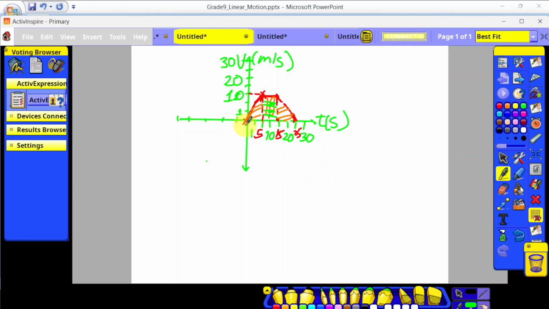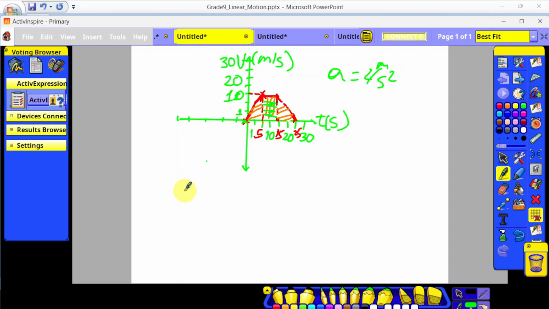So the car starts from rest here and moves for 5 seconds with an acceleration of 2 meters per second squared. So acceleration is equal to 2 meters per second squared.